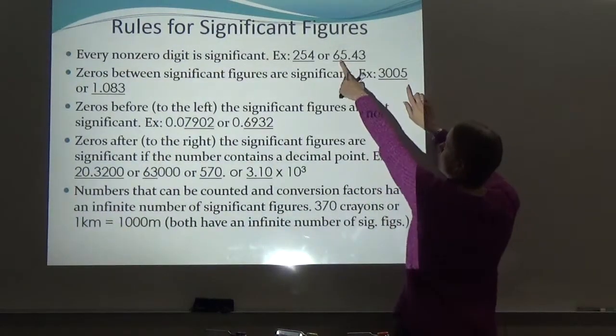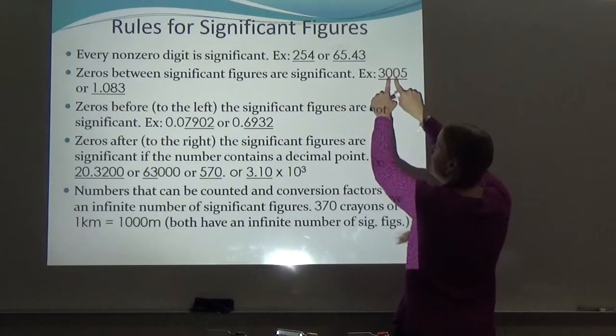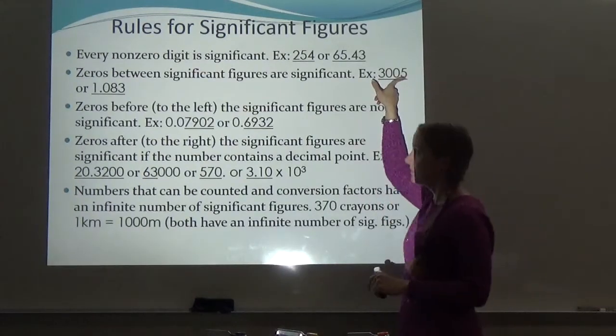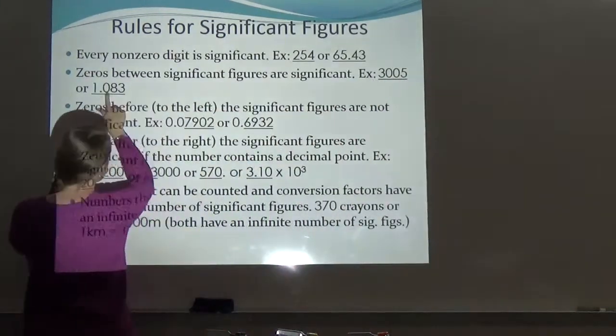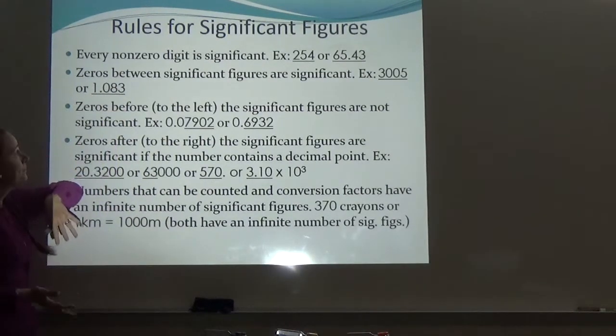So because of rule 1, I know the 3 and the 5 are significant because they're not zeros. Since these zeros are in the middle, they are significant. So notice I underlined them also. Same thing over here. Since this 0 is in between the 1, 8, and 3, because those are significant, it becomes significant too.